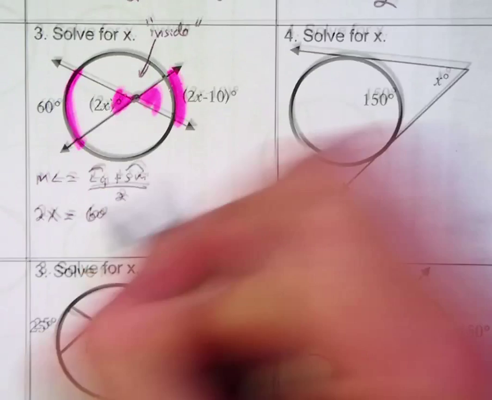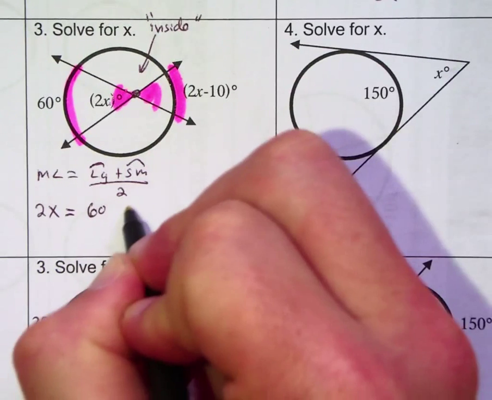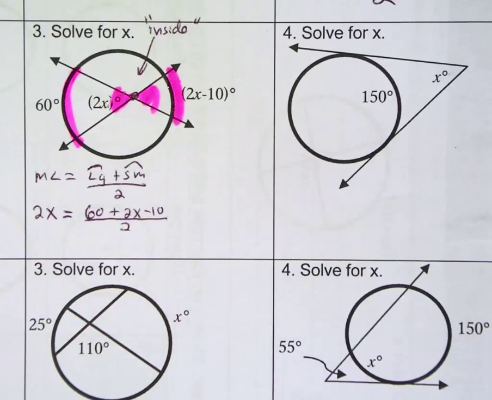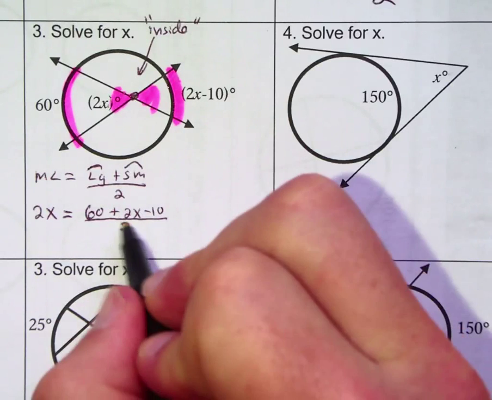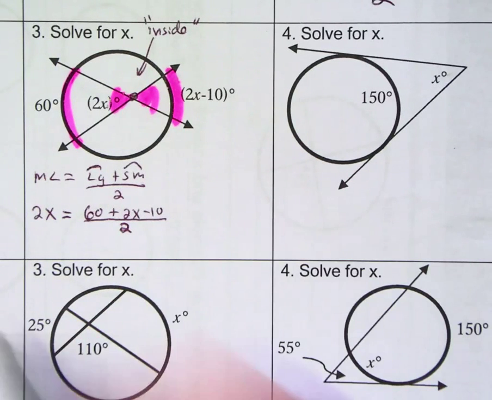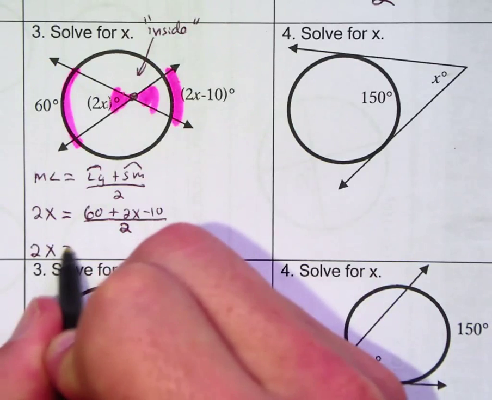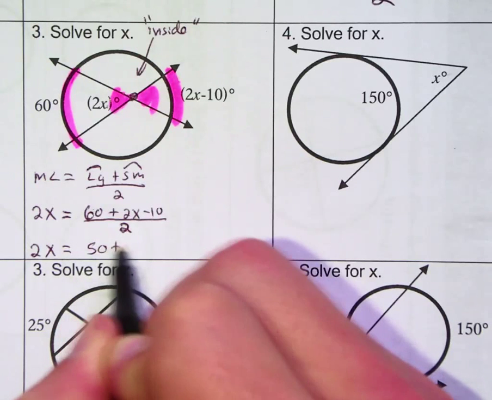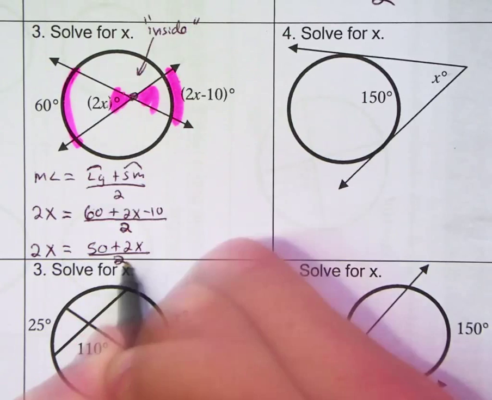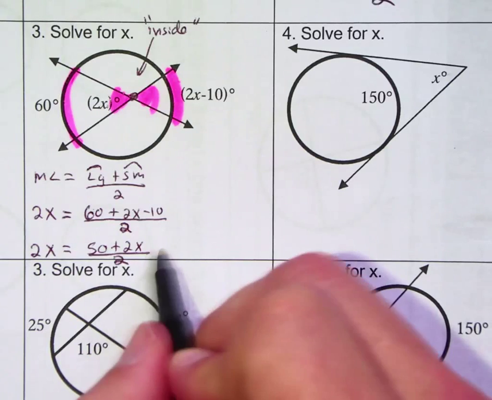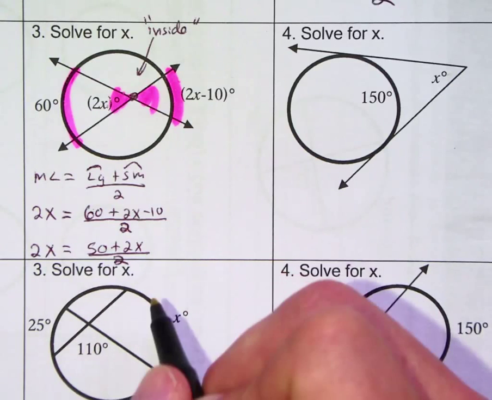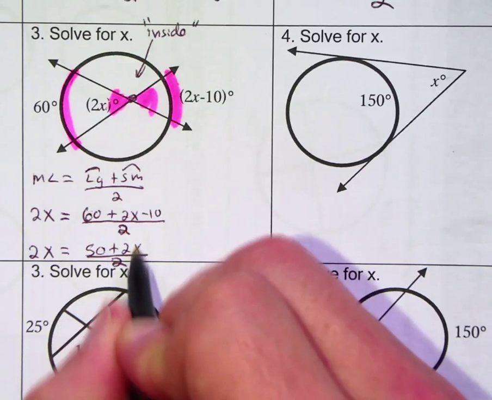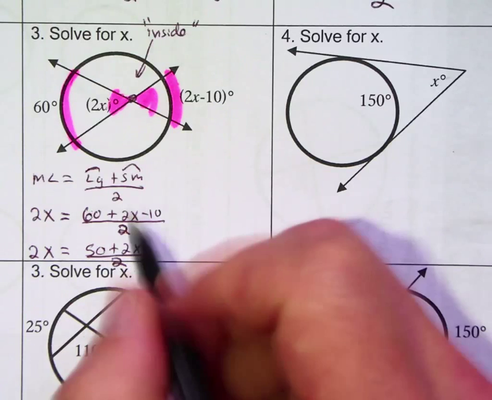60 perhaps goes there, a little larger, 2x minus 10. Over there, we're adding them up, all over 2. Don't start crossing out these 2's. Tempting, don't do it. Combine all your like terms. 60 and negative 10 is 50, plus 2x, all over 2. You have options here. I think it's easier probably just to multiply both sides by 2, but you could actually split this up and make it 50 over 2 and 2x over 2. There's a lot of ways to do this.